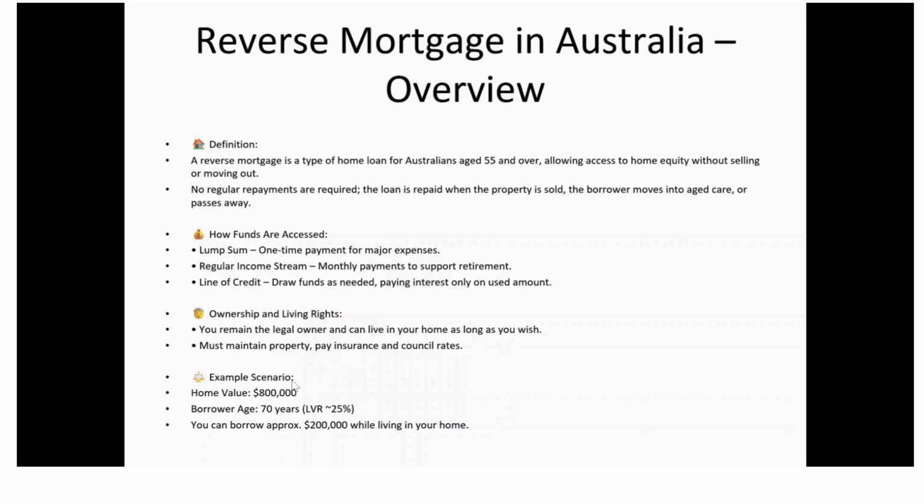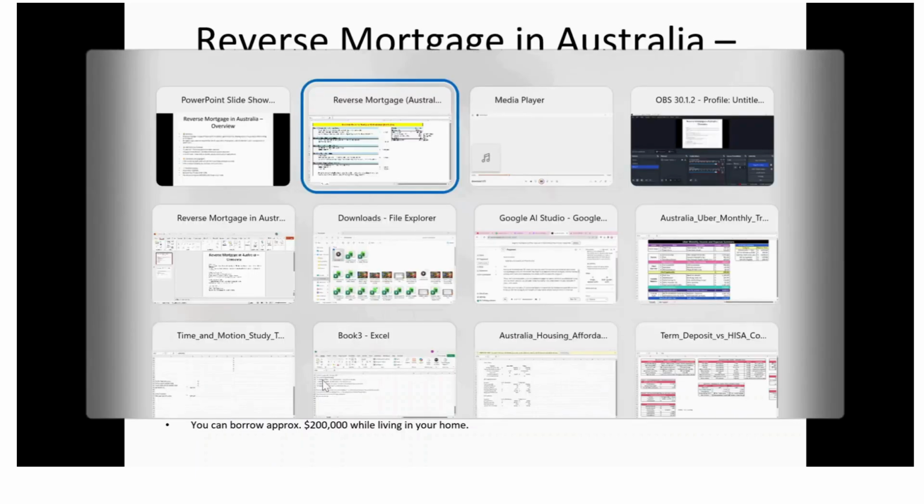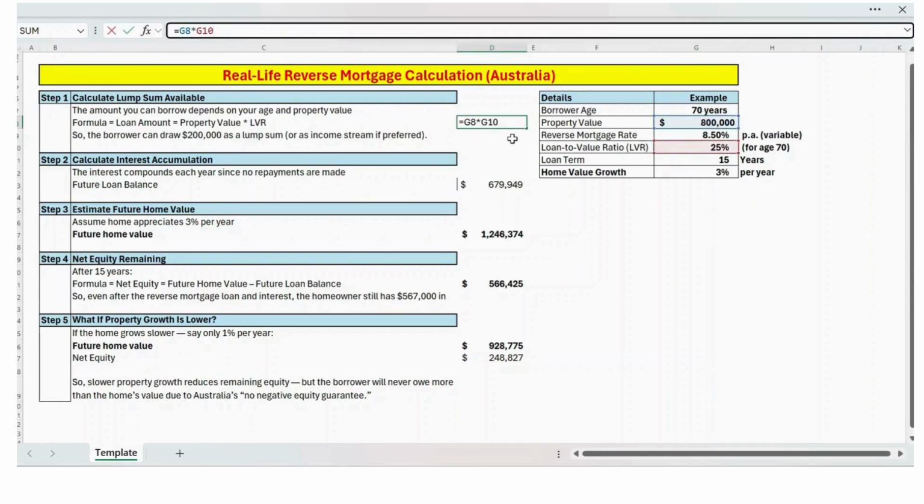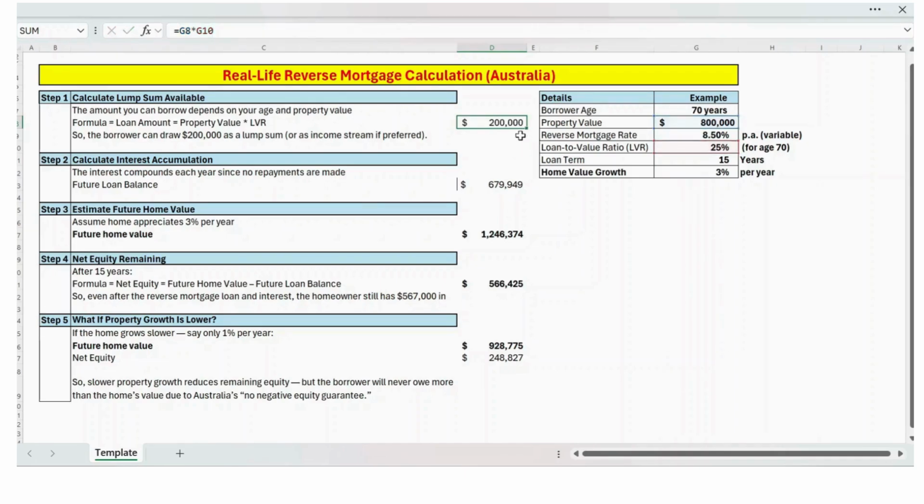Okay, let's look at the numbers. I'm going to use a real calculation example. Let's say you're 70 years old and your home is worth $800,000. In Australia, how much you can borrow depends on your age. At 70, a typical lender might offer a loan-to-value ratio, or LVR, of about 25%. So in step 1, your available lump sum is $800,000 times 0.25 equals $200,000. Simple enough. You get $200,000 tax-free cash.